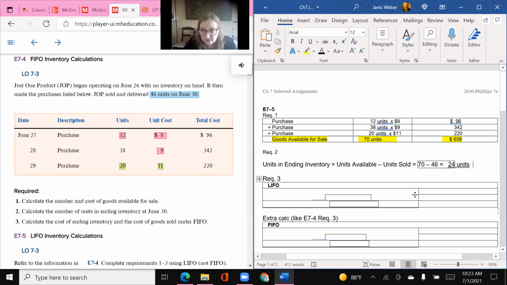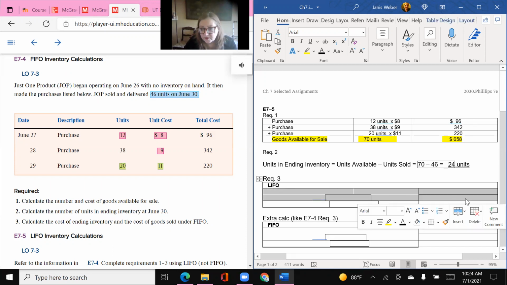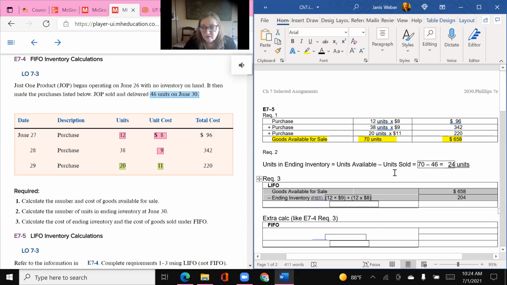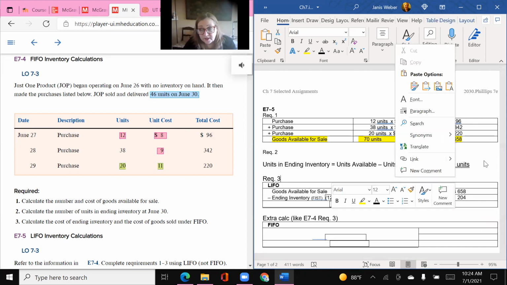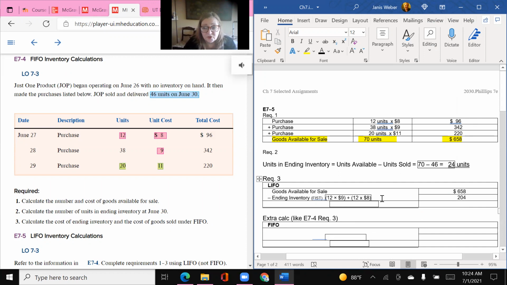Ending inventory. I'm going to reveal this much right now. The goods available for sale. I'm just pulling it down because we already calculated it. The ending inventory is, if we're using LIFO, that means that what was left was the earliest purchase, 12 units at $8, plus 12 more units to bring it to 24 out of the next lot, which was $9 units. So that's where these numbers are coming from. This is 12 times 8, and 12 times 9 for a total of 204.